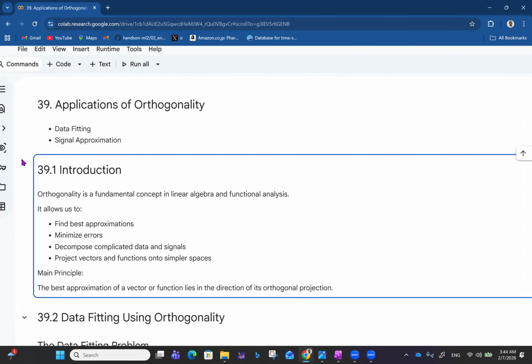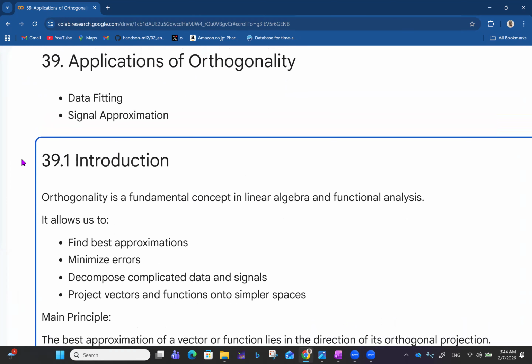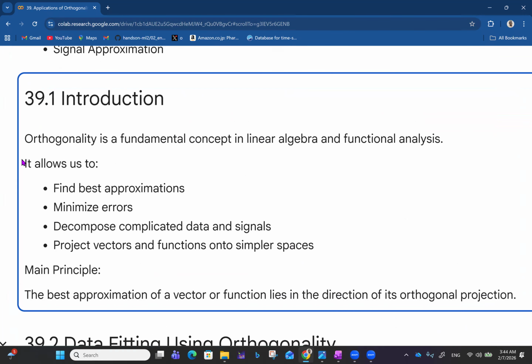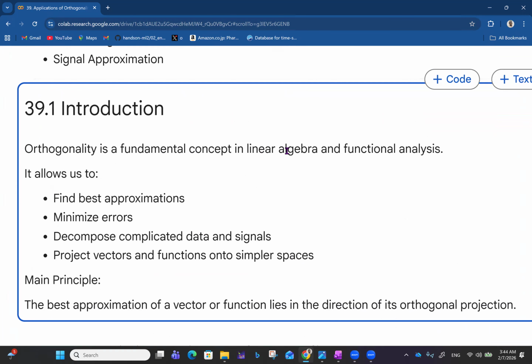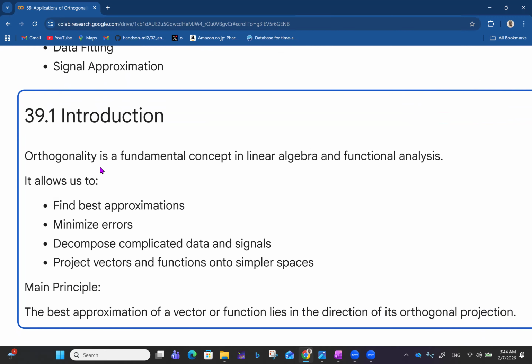Okay. So of course, some key applications of orthogonality will be in data fitting and signal approximation. And by way of introduction, orthogonality is a fundamental concept in linear algebra and functional analysis. It allows us to find best approximations. The broad subcategory of these four videos I've been doing on orthogonality has been orthogonality and approximations. So the idea of least squares is some kind of approximation, right? And that is what we brought into data fitting.